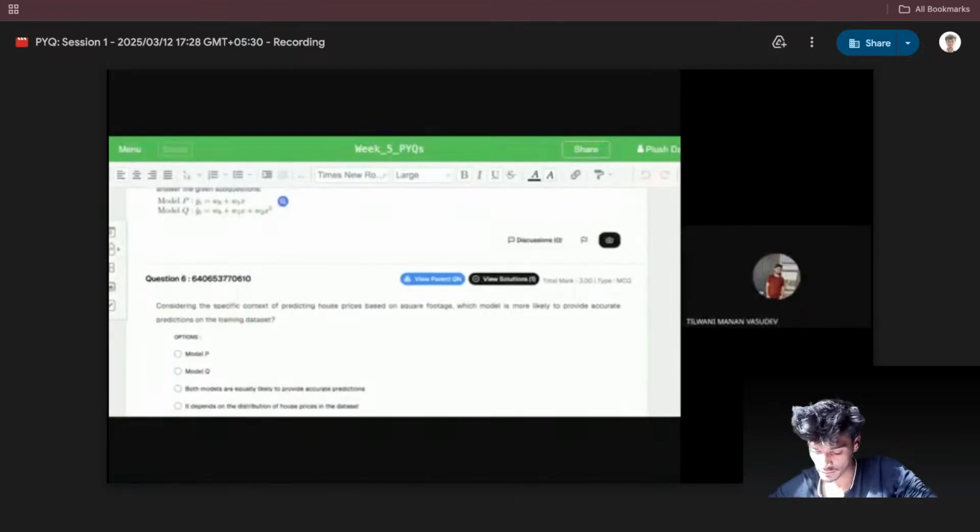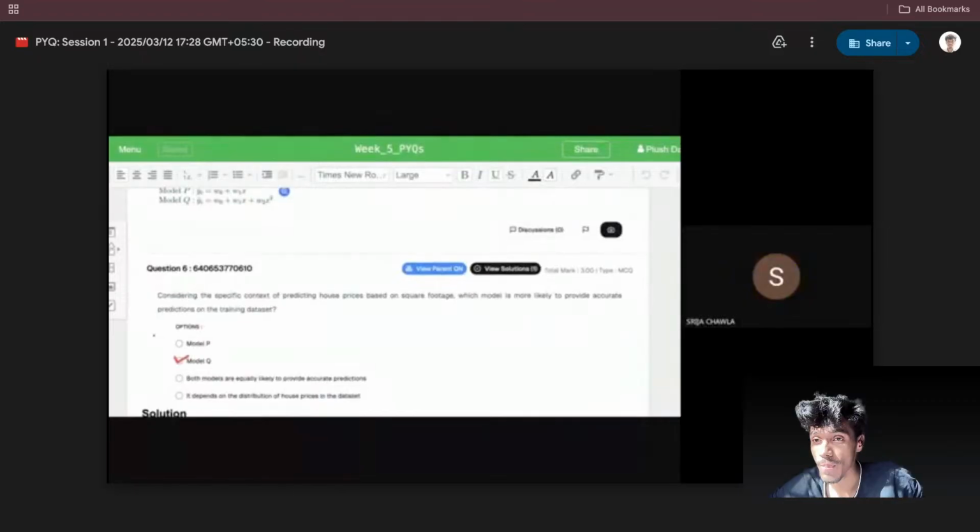So the sample size is small. So model Q, I think, will give the more accurate prediction. Okay, others, do you agree? Yes, sir, because that will result in a higher reduction of the error. Yes, sir, model Q because of the W2x square value.